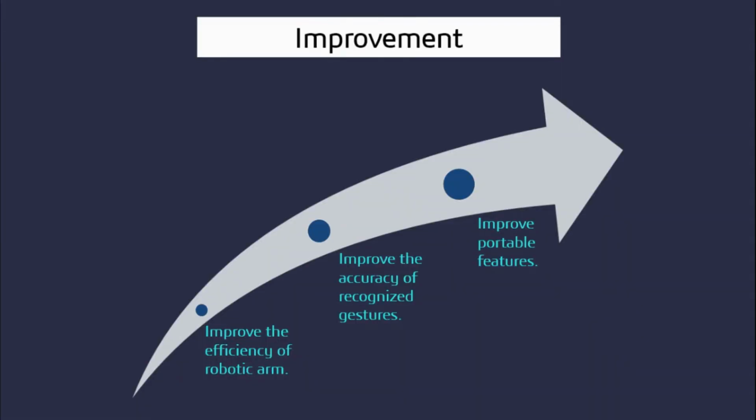What are the improvements for the robotic arms stated in the three literatures just now? In my opinion, the robotic arm in the first literature can improve the efficiency of the robotic arm. For the second literature, it can improve the accuracy of recognized gestures. For the third literature, it can improve the portable features.